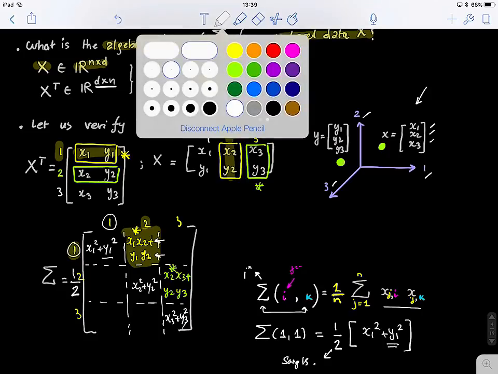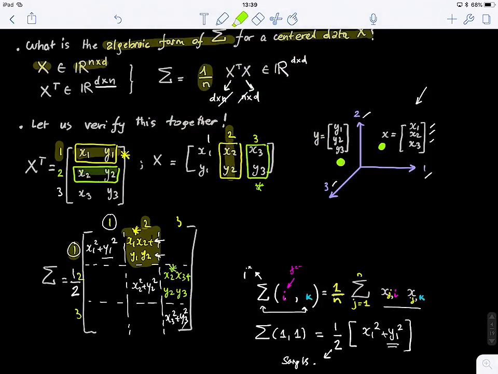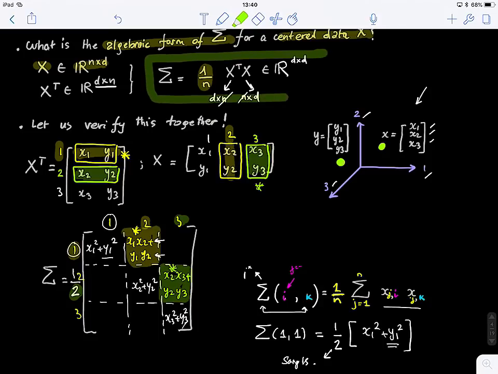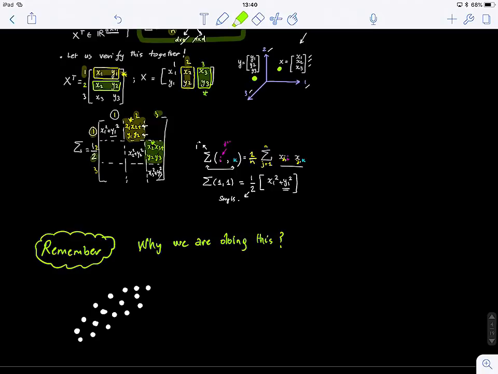Okay, cool. And then the last thing is we have it also, for example, for 2 and 3. And here, guys, you can notice that this is exactly the covariance of the centered data. You will never forget this: X transpose X.